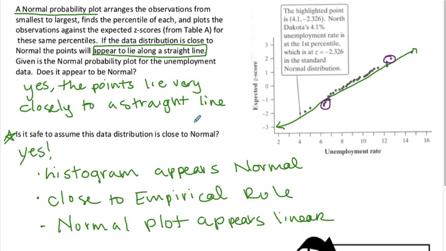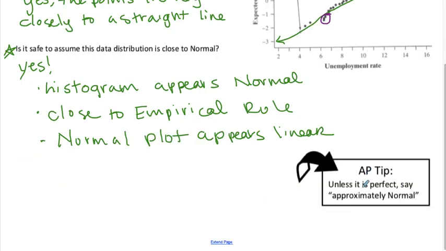So the AP tip there says if we don't know it's perfect, we're always going to say it's approximately normal. And so unless they say this is a normal distribution, then we just assume that it's approximately normal. It is close to the empirical rule. It appears to be normal. So we use these kind of vague words that help us say it's close to, it appears to be, but without saying it is this. And so that's kind of how we would check our data. If you have any questions on this or how to use your calculator, let me know.